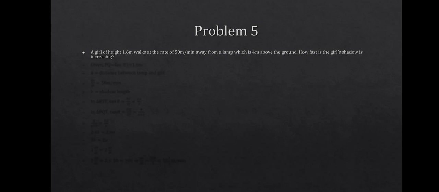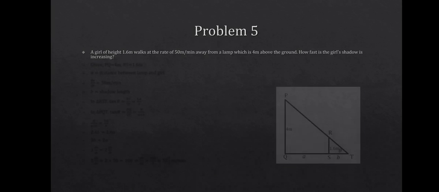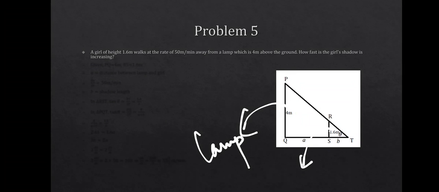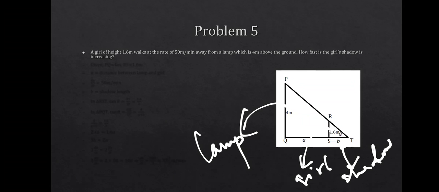So now, let us first draw the situation. If I do not draw the situation, I won't be able to understand. It is given that a girl of height 1.6 meter walks away from a lamp post which is 4 meter. So let me draw the situation. This is how the situation looks. PQ is representing the lamp. RS is representing the girl, and ST is representing the shadow, since the light of the lamp is falling on the girl. I have to consider all these things. And QS is the distance between the girl and the lamp. So understanding this, let us start.